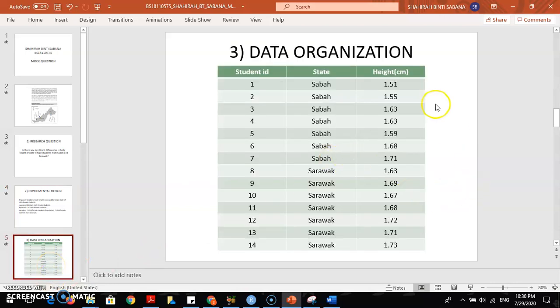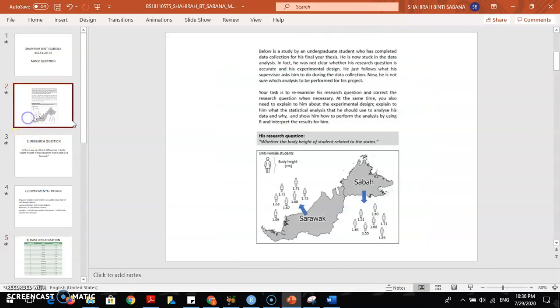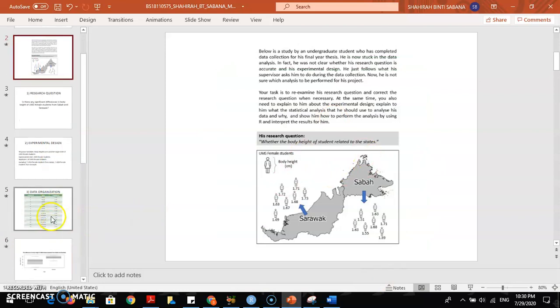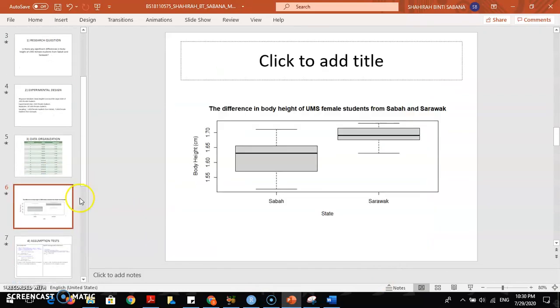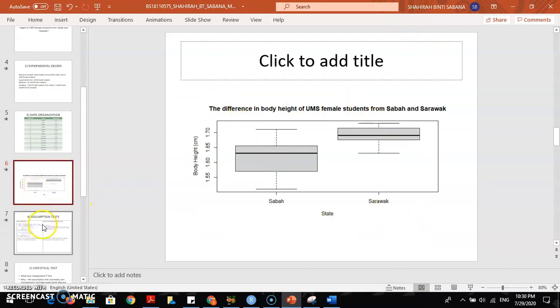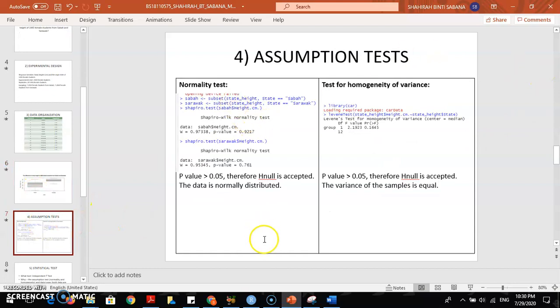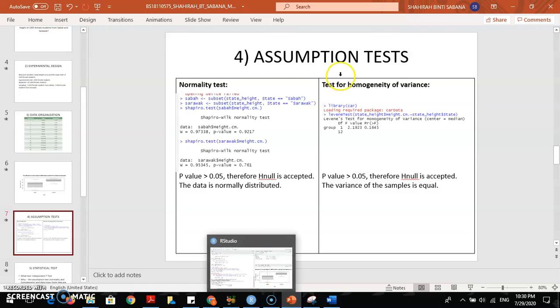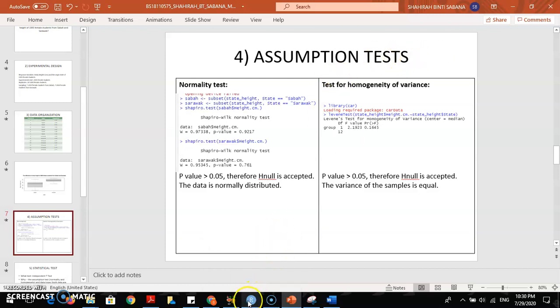Moving on, this is the data organization. I organized it in a table. As you can see in the question, it is not organized yet, so I organized it in table form. This is the organization, and also this is in the chart, the box plot chart, as you can see. And then for the assumption test, I did the normality test in R. So assumption tests can be done in R Studio.